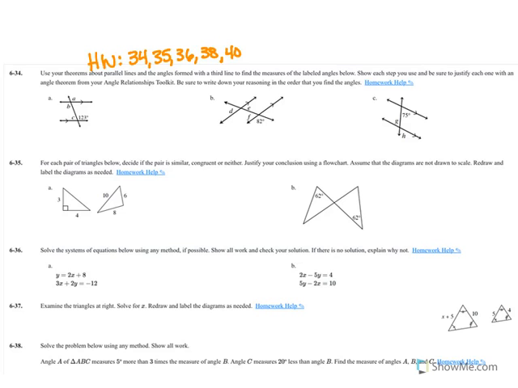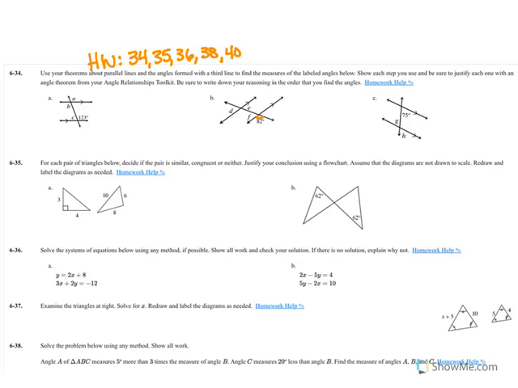So this says, use your theorems about parallel lines and angles formed with a third line to find the measures of the labeled angles below. Show each step you use to be sure, and be sure to justify each one with an angle theorem from your angle relationships toolkit. Just use your flashcards. Be sure to write your reasoning in the order that you find the angles. So let's just go ahead and do B together.